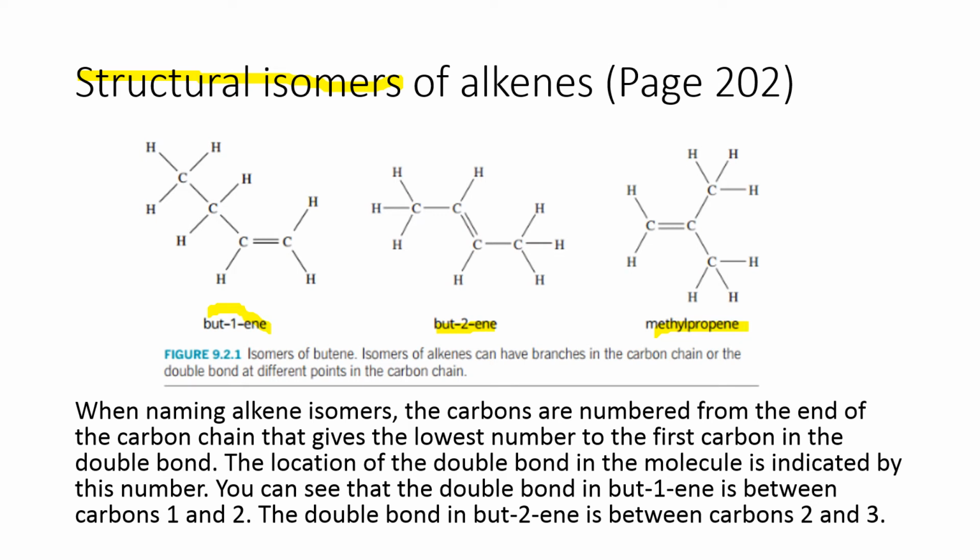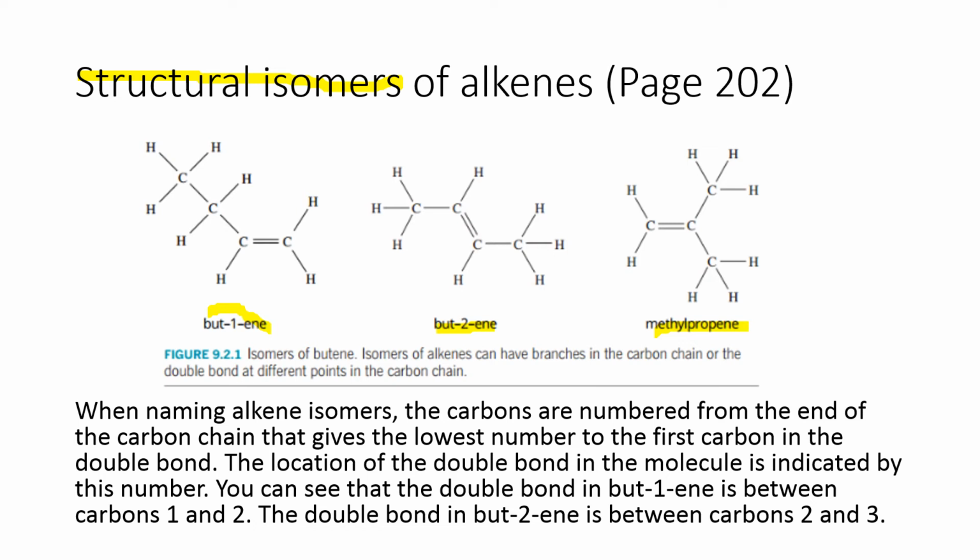If you compare to alkane, we know that alkane has a formula of CnH2n+2. In that case, it would be 4 carbons and 10 hydrogens. But in this case, it is 4 carbons and 8 hydrogens. You can see that but-1-ene has a double bond on that first carbon.